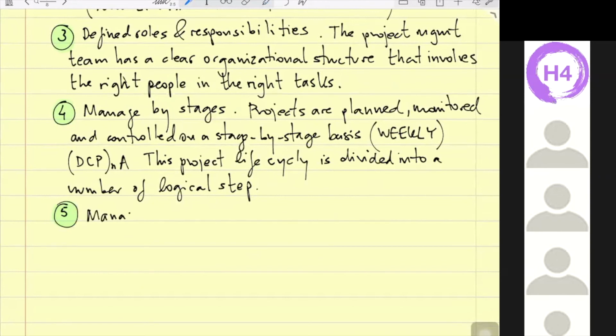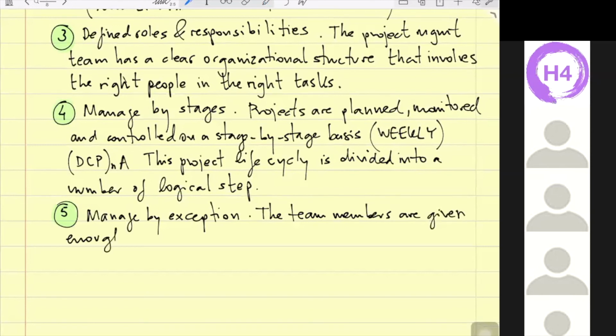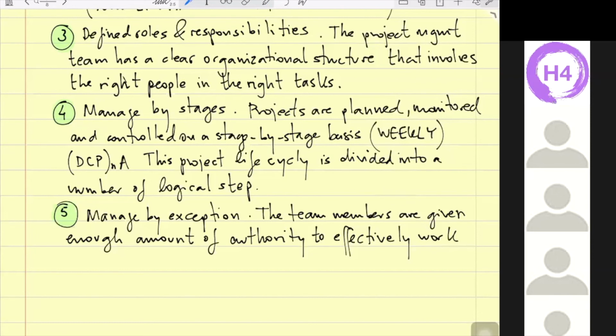Manage by exception is number 5. This means the team members are given enough amount of authority to effectively work and get the job done.